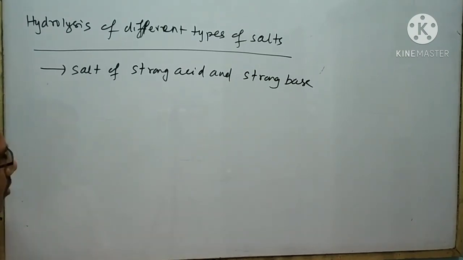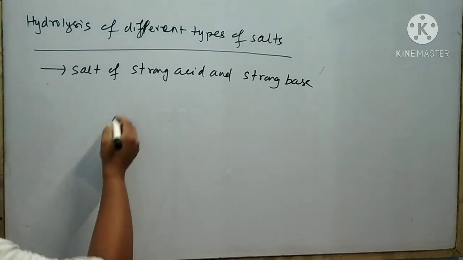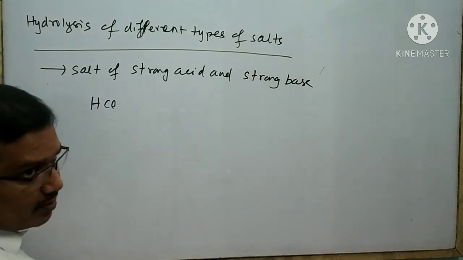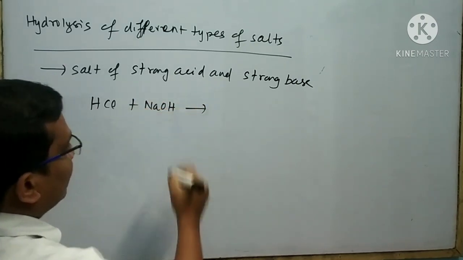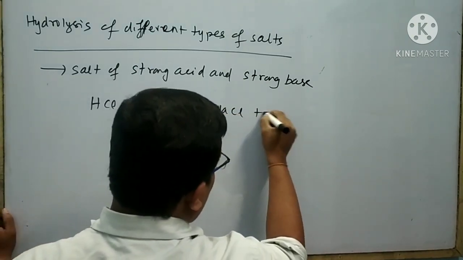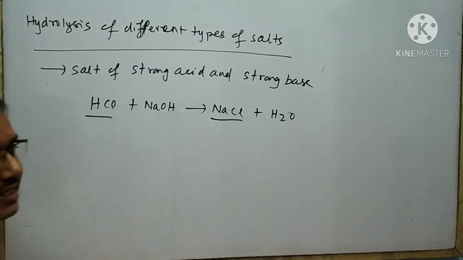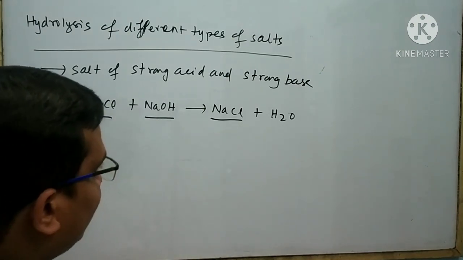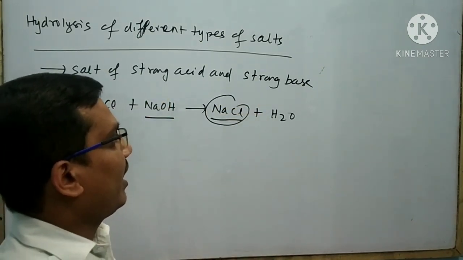Let us consider an example of salt of strong acid and strong base. Suppose I want to take a strong acid, that is HCl. When it is subjected to reaction with the strong base, suppose I will take sodium hydroxide, then a salt is formed. The name of the salt is NaCl, and here water is also formed. NaCl is prepared from strong acid HCl and strong base sodium hydroxide. So NaCl belongs to a salt of strong acid and strong base.